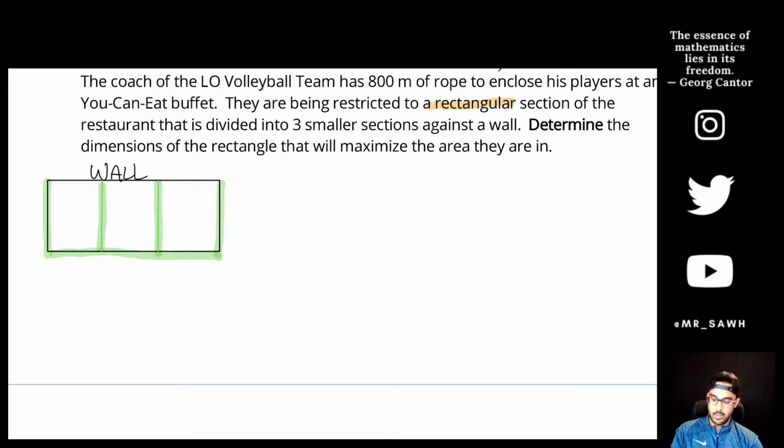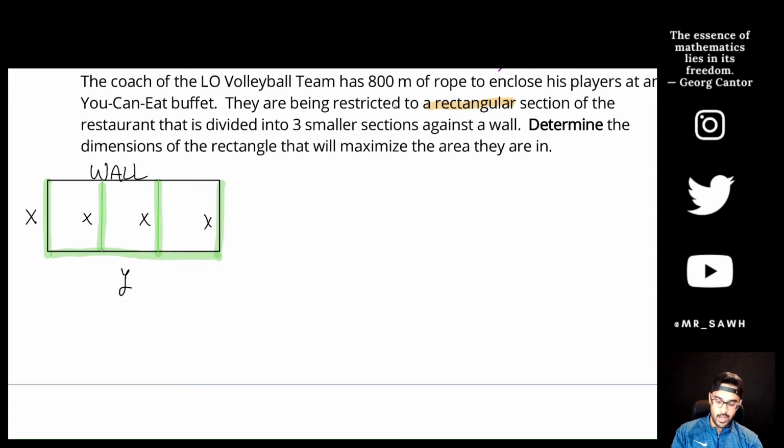So I'm going to define the smaller pieces, the widths. Each of them has the same dimension. They're all x's, right? They are the same width. The long one, just call your length y if you want. The letters, again, don't matter. You can pick whatever you like.